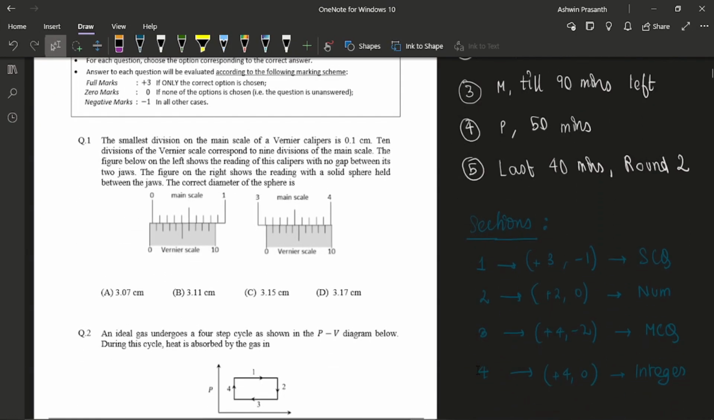So in this paper, the sections were like this. Section 1 was plus 3 minus 1 single correct. Section 2 was plus 2, 0 numerical type. And section 3 was plus 4, minus 2 multiple choice. And section 4 is plus 4, 0 integer type.